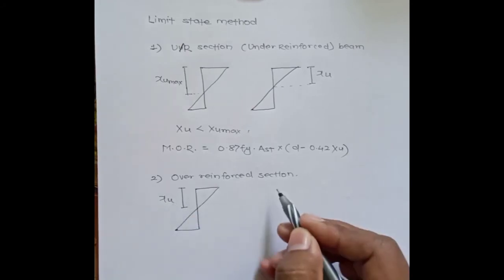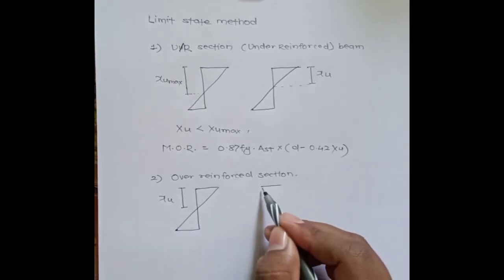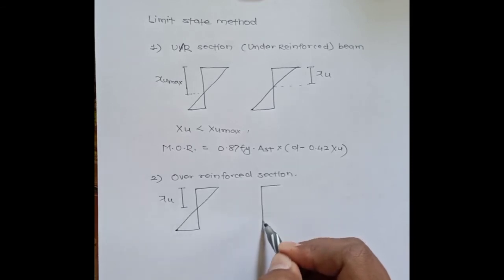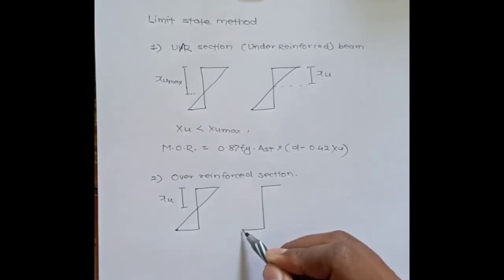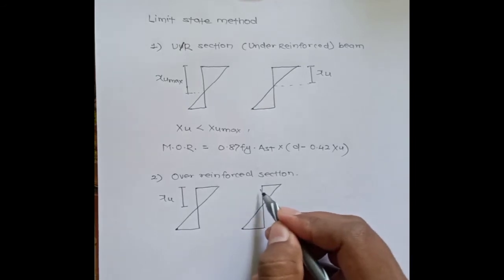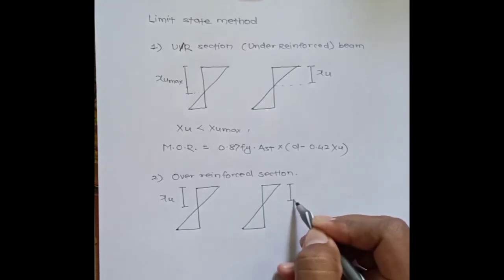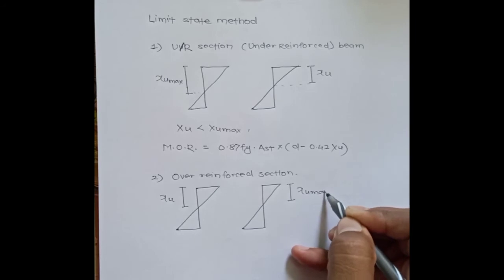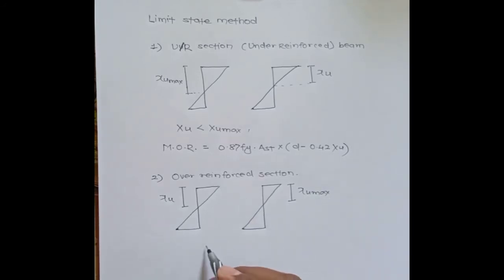So in this condition, this distance is XU, and this is XU max. Generally in this case, XU is greater than XU max. You can get this value after calculating XU and XU max.